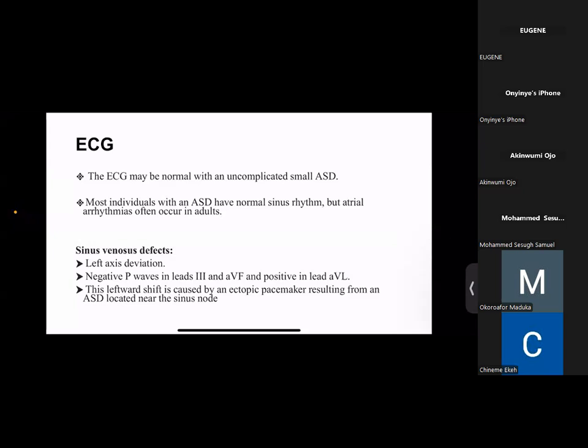The reason for the negative P waves is that there's a leftward shift in the ectopic pacemaker. The pacemaker shifts because this ASD occurs around the SA node. So the SA node is no longer the site of the primary pacemaker, and an ectopic pacemaker results, which gives negative P waves in lead 3 and aVF.